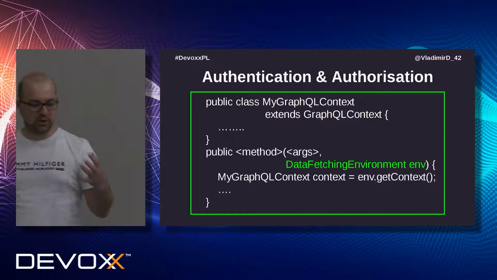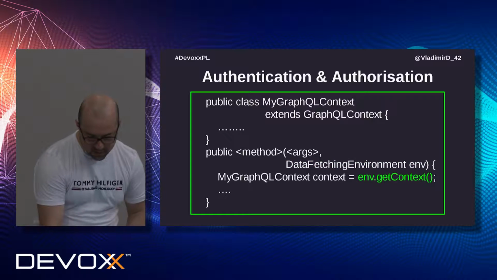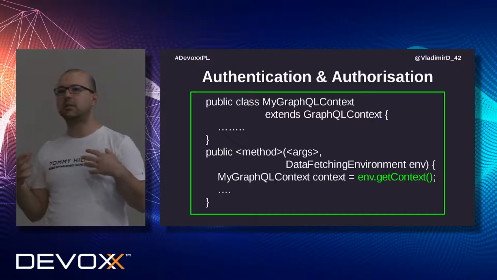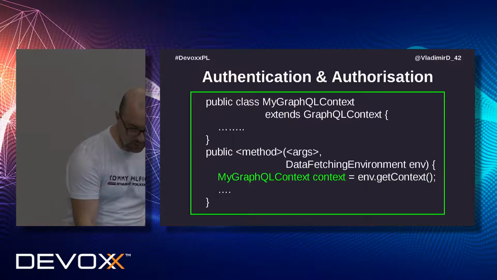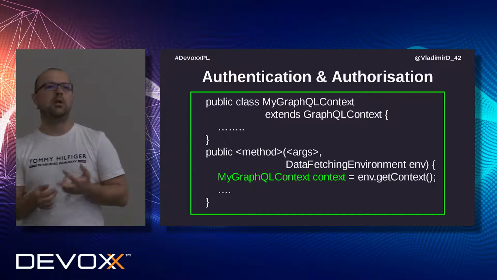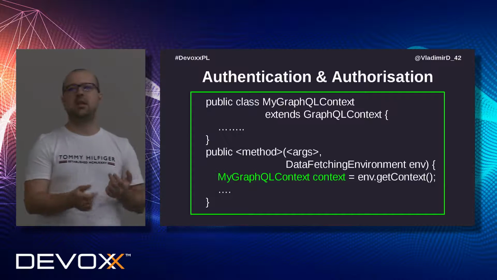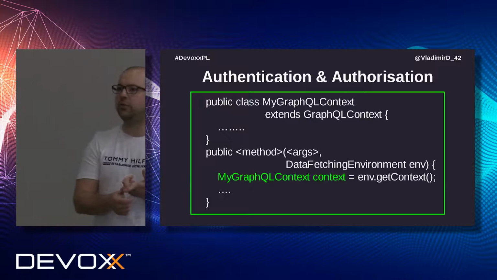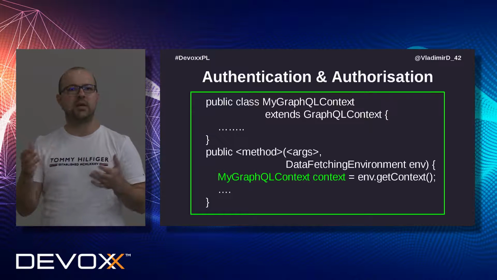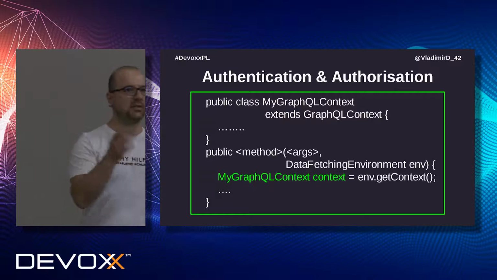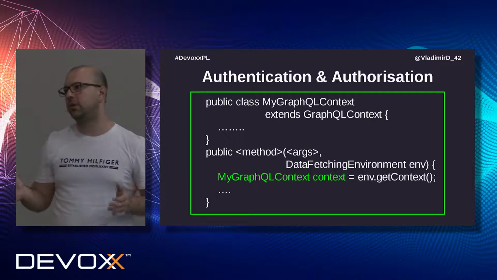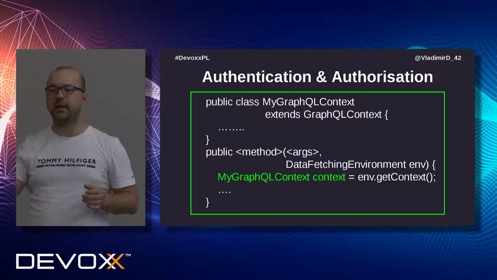And then we get the whole context of the environment. From there, we just say, get me the context, and we get our custom context. Then here we can check, for example, if the username is validated, if he has the right access to actually do the things he needs to do, and we can decide upon that: do we actually execute the query, or do we just say sorry, you don't have enough rights, go back.